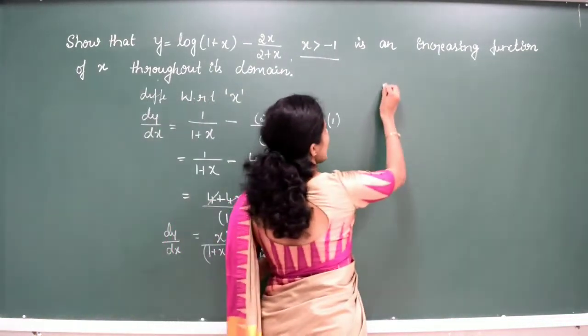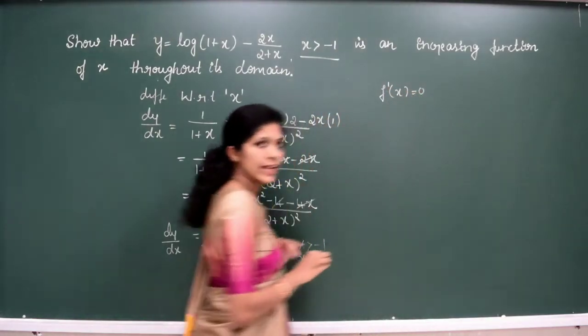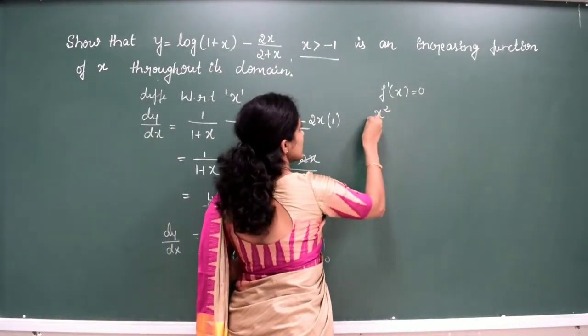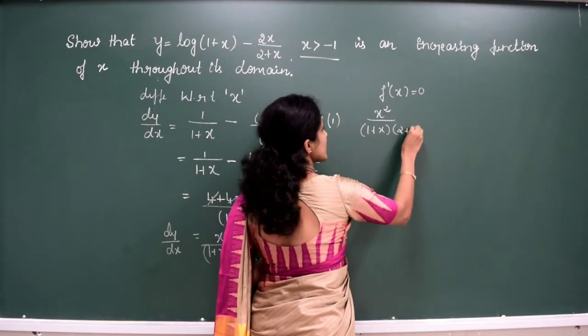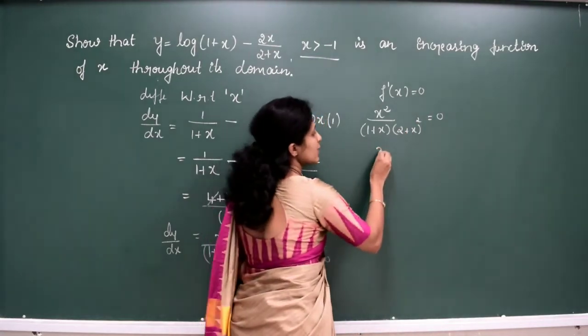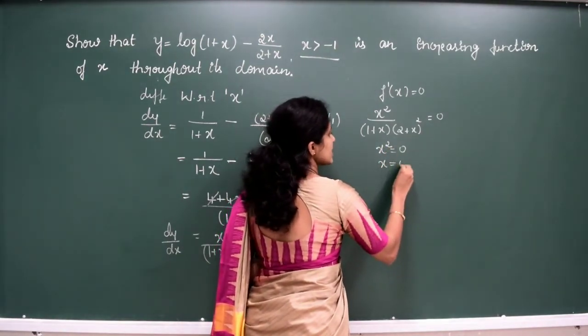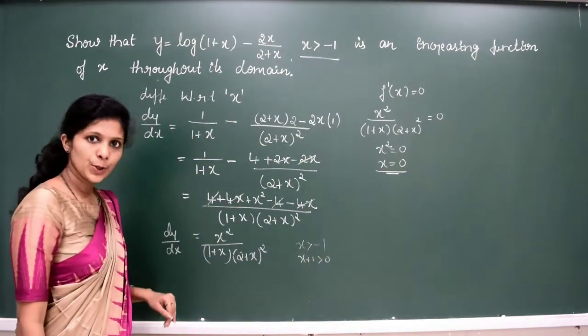So, we will equate f'(x) equal to 0. If I equate f'(x) equal to 0, here x²/((1 + x)(2 + x)²) is equal to 0. That is, the value of x² will be equal to 0. By this we can say x is equal to 0. Is it clear? The value of x will be equal to 0.